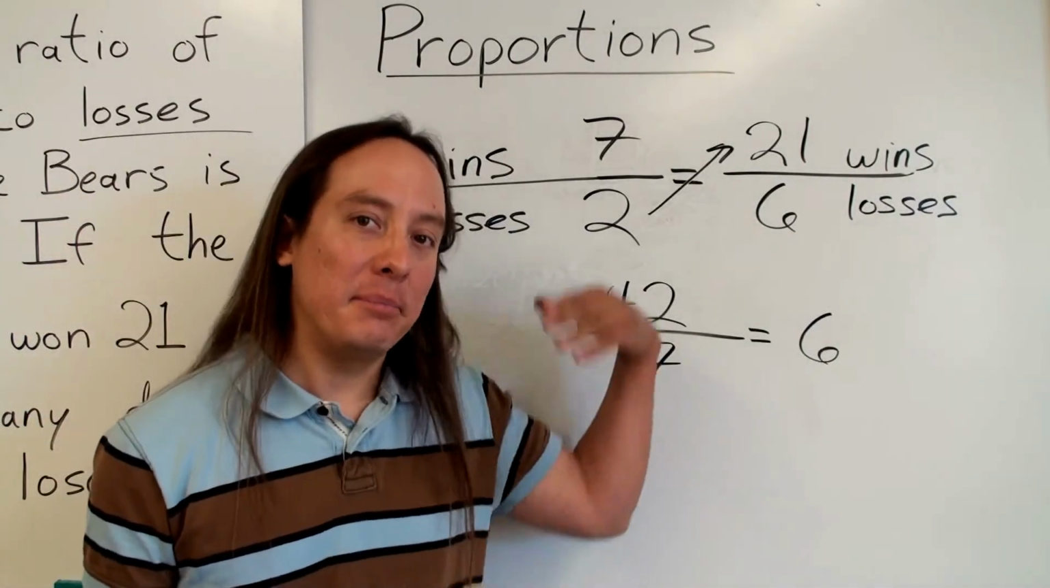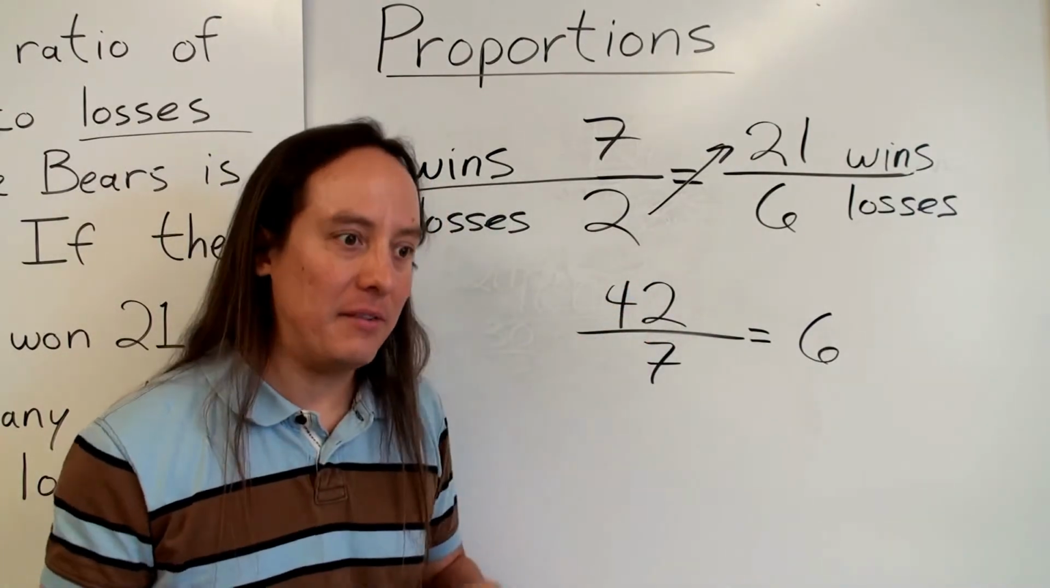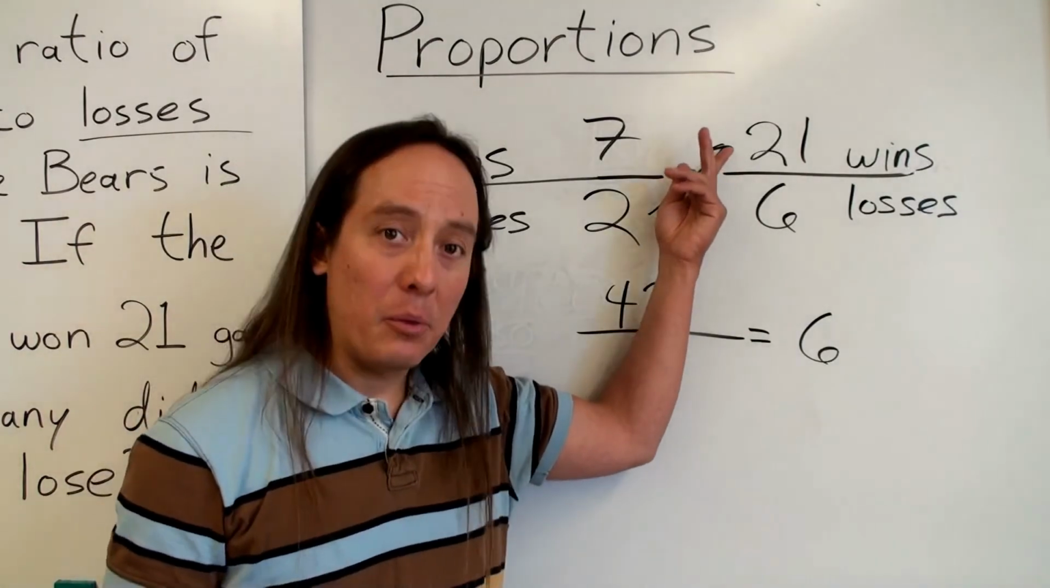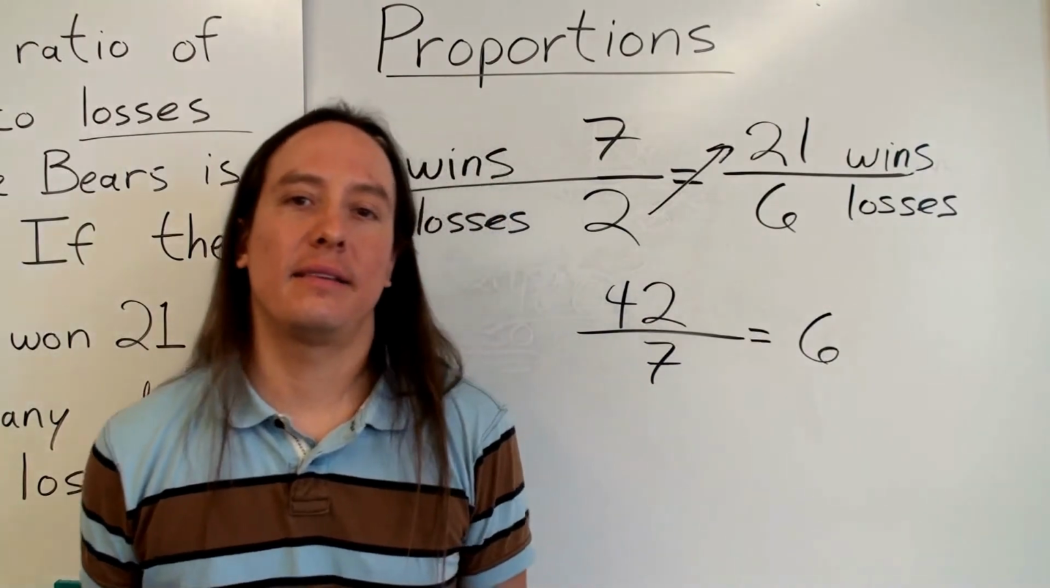But it probably means that they did play more games. It's just that they reduce it down. So for every 7 we win, we lose 2, something like that. And in this case, they win 21 games, let's say in a season, that means that they would lose 6, okay?